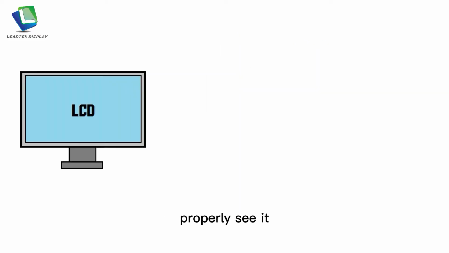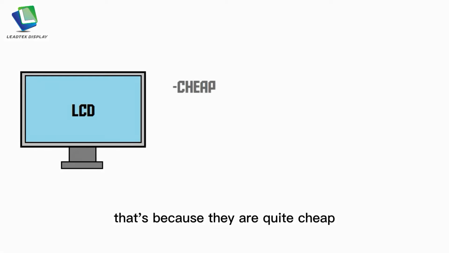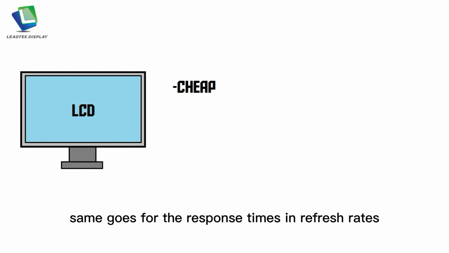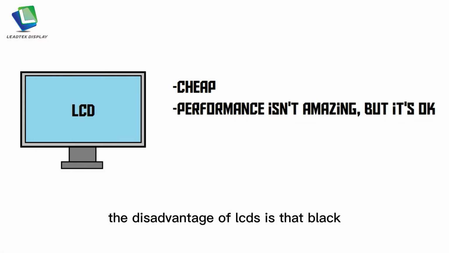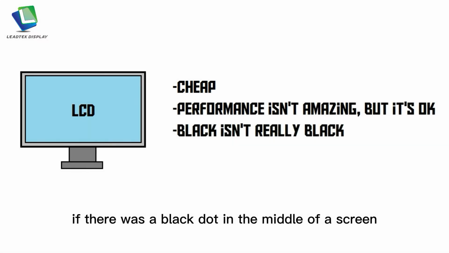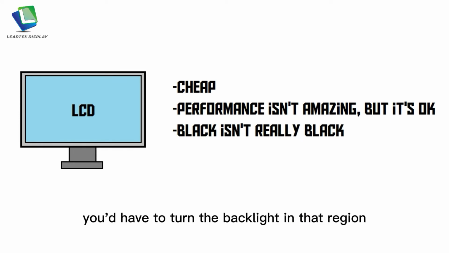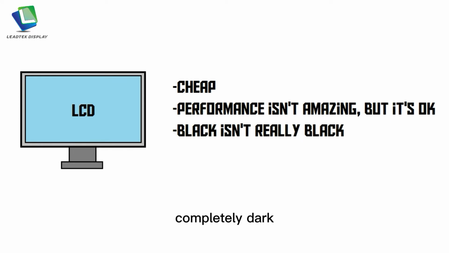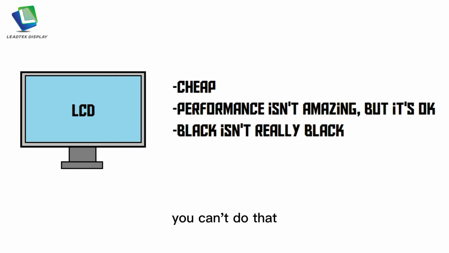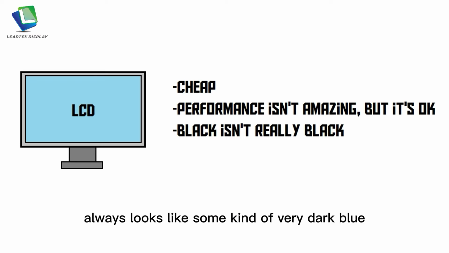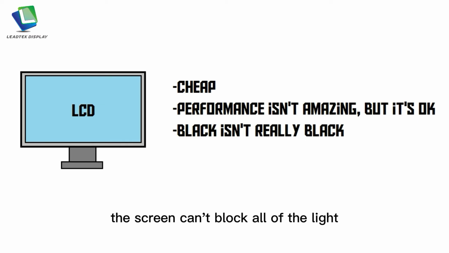LCDs are entry-level displays. That's because they are quite cheap and their image quality isn't fabulous, but it's okay. Same goes for the response times and refresh rates. The disadvantage of LCDs is that black isn't really black. If there was a black dot in the middle of a screen, you'd have to turn the backlight in that region off to make it completely dark. But because the backlight consists of a couple of big lights, you can't do that. That's why black on an LCD always looks like some kind of very dark blue. The screen can't block all of the light.